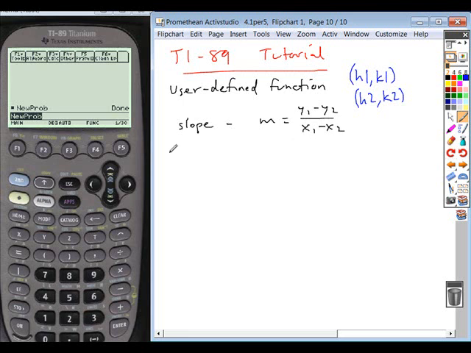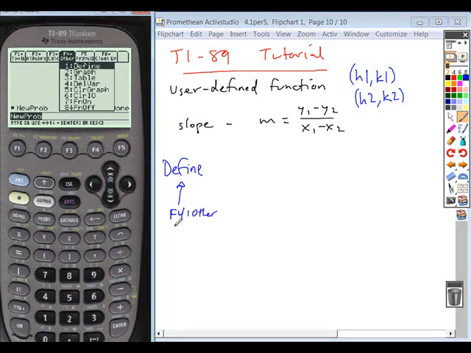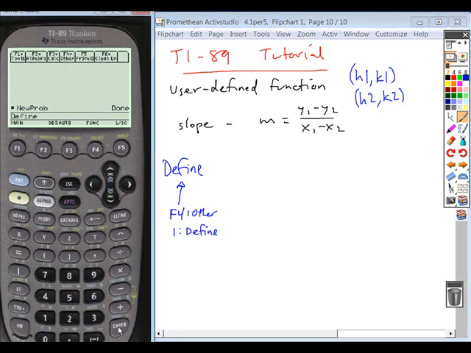The first thing is you need to tell the calculator you're going to do the define function. The define function is found in the F4 Other tab, and it's the very first one. So you're going to click define, and then you're going to give a name to your function. I'm going to call this function slope.